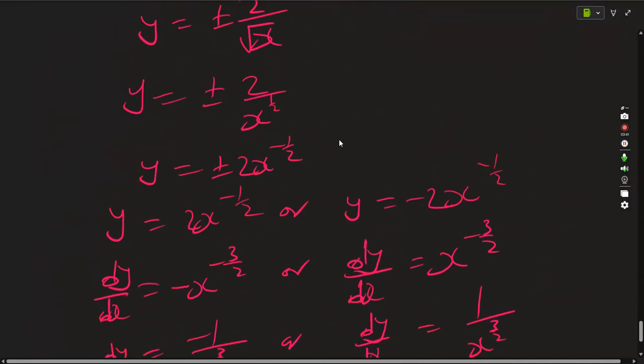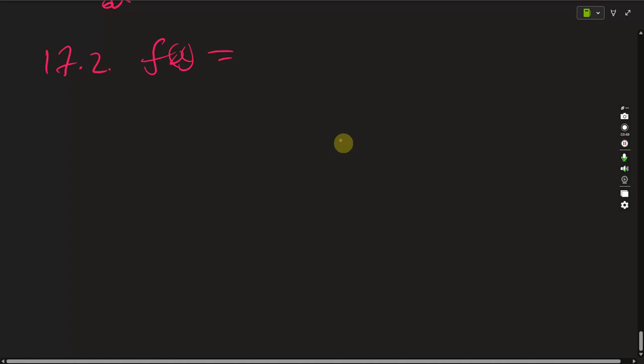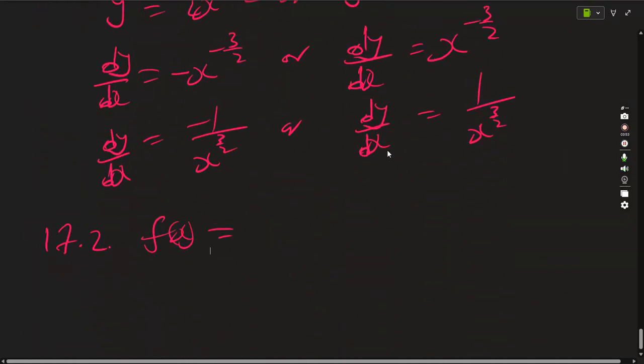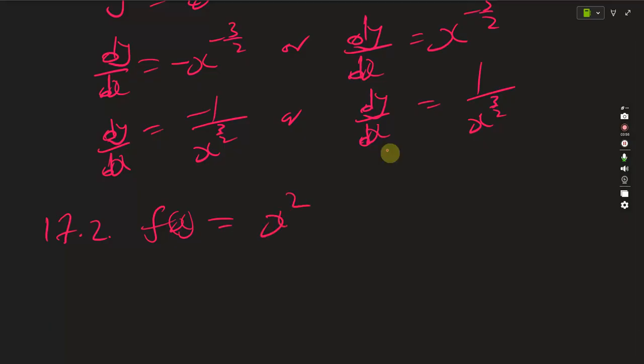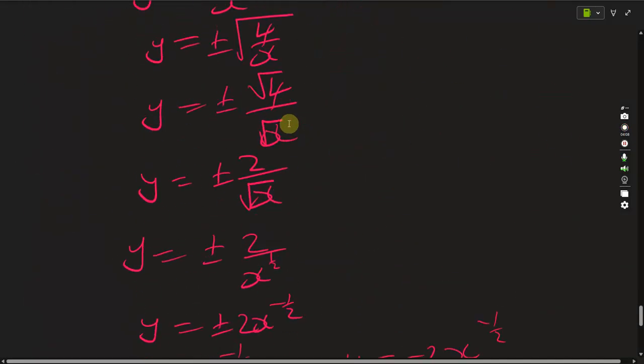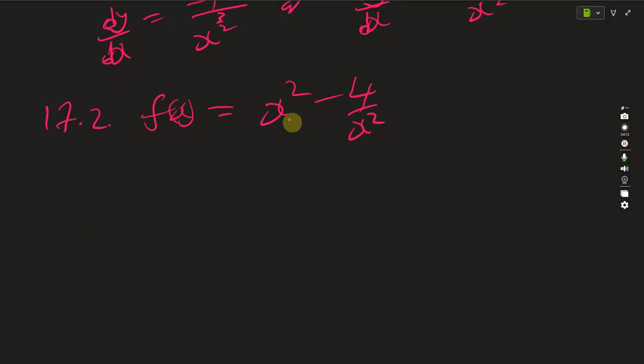Now let's look at 17.2. Now I'm interested in 17.2. 17.2 is quite interesting. So we are told that f of x is actually x squared minus 4 over x squared, if I'm not mistaken. But let's double check that. So 17.2.1 says determine the gradient of the tangent at the point where x is 2. So that is 17.2.1.